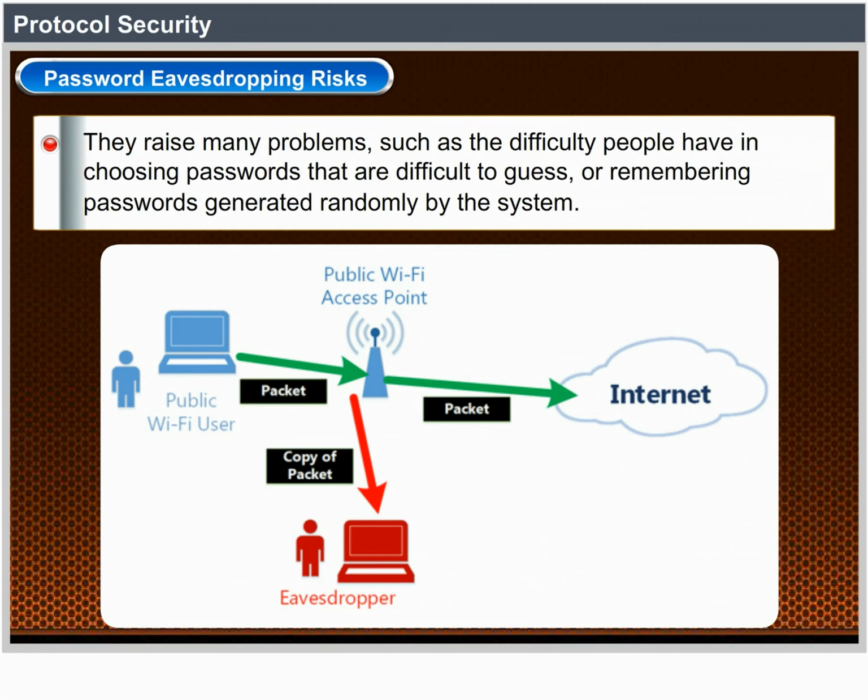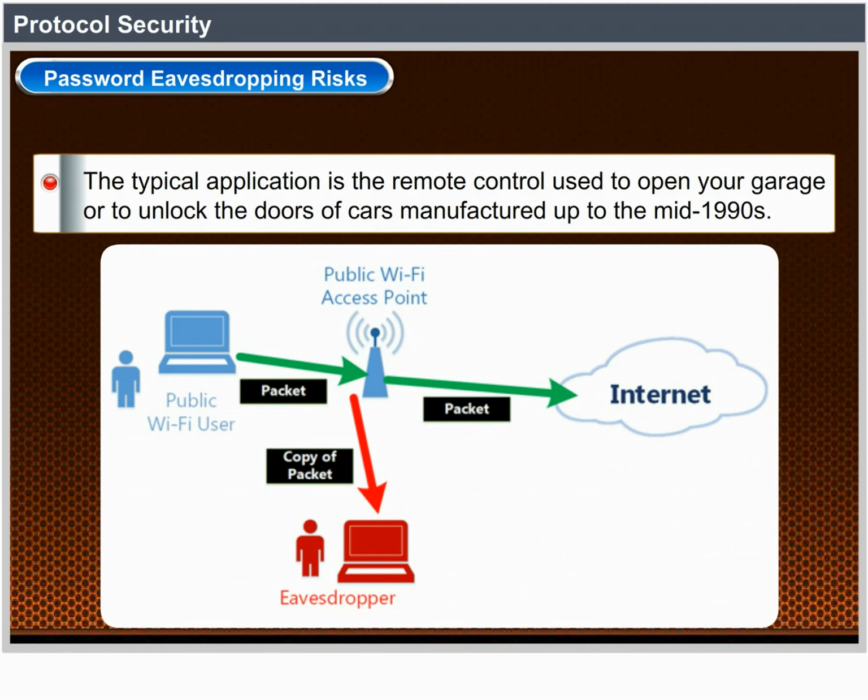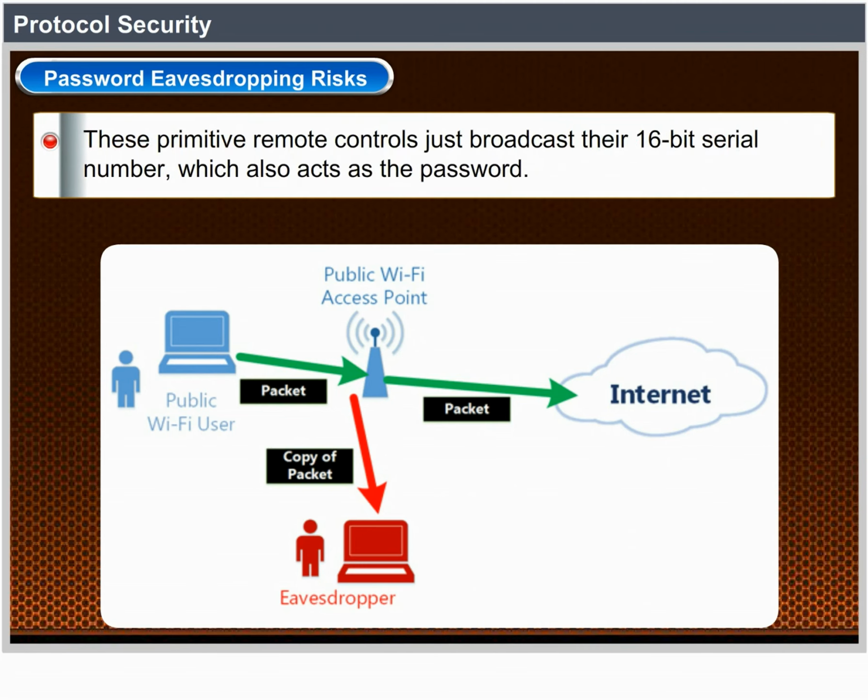For now, let us consider the limitations of embedded systems that use passwords. The typical application is the remote control used to open your garage or to unlock the doors of cars manufactured up to the mid-1990s. These primitive remote controls just broadcast their 16-bit serial number, which also acts as the password.